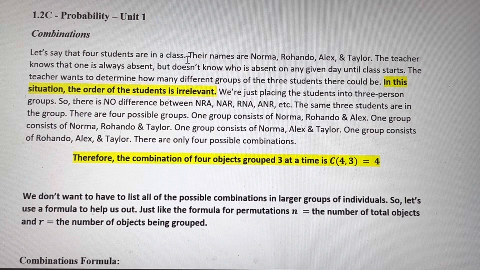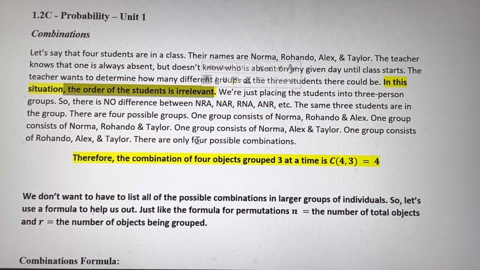We've got the same 4 students in class, and the teacher knows that one's going to be absent. All right, so the teacher wants to determine how many different possible groups of the 3 students there could be. Okay, when we're grouping, we're not arranging, we're grouping. The order of the students here is irrelevant, which makes it a combination, okay?